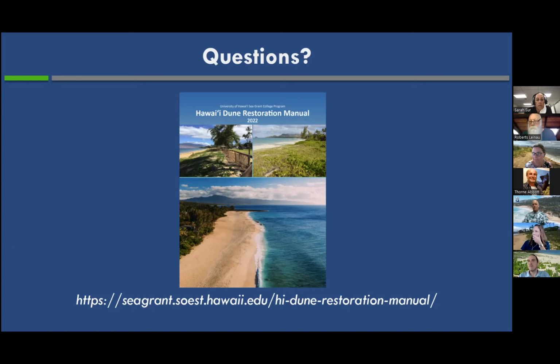I did want to note that this manual is considered a working document. So restoration practitioners like the folks at Mo'omomi or other places around the state, please share your feedback and information that you've learned by doing dune restoration so we can incorporate it into further iterations of the manual.